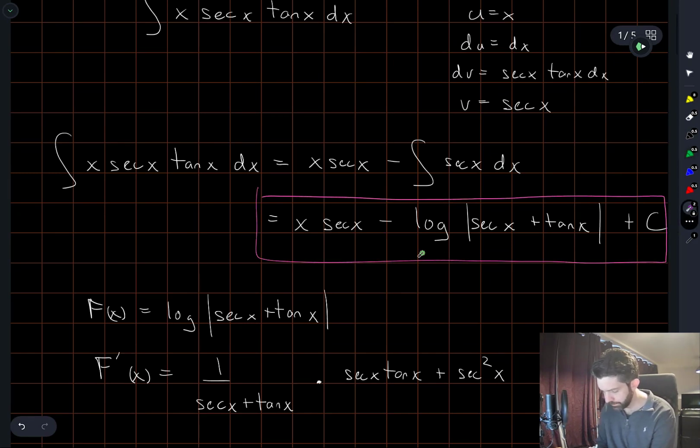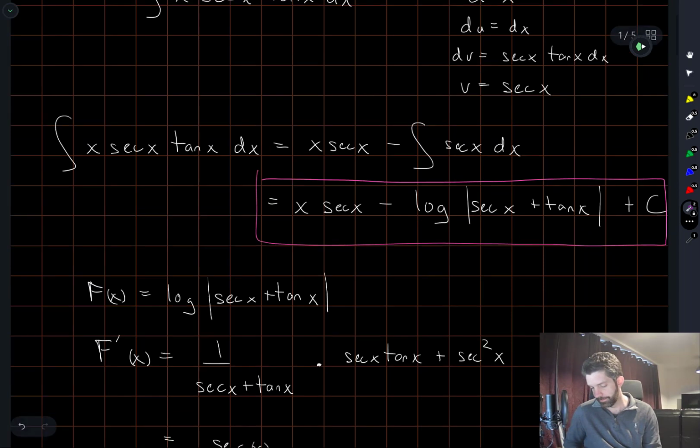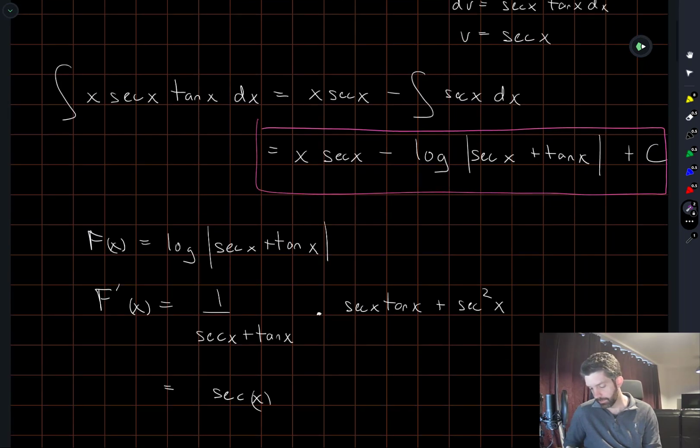There are a whole bunch of different ways of deriving the antiderivative of secant and showing that it's this logarithm of secant x plus tan x. And I think there are even other ways of writing this. You might be able to use some trig identities to write that in a different way. But this will work.